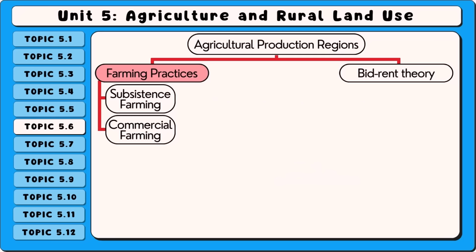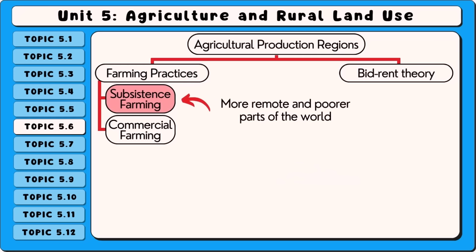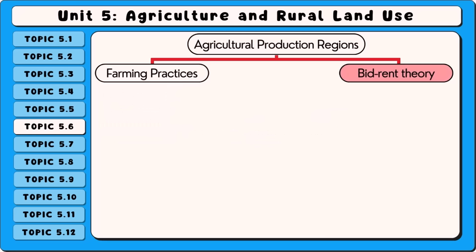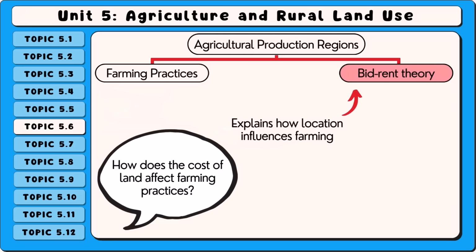Okay, so that's the first half of the lesson. So far, we've learned that subsistence farming occurs in remote and poor areas of the world, while commercial farming occurs in more connected and developed regions. For the second half of this lesson, we need to turn to bid-rent theory, which provides another framework for understanding how location influences farming. Specifically, bid-rent theory explains how the cost of land affects farming practices.